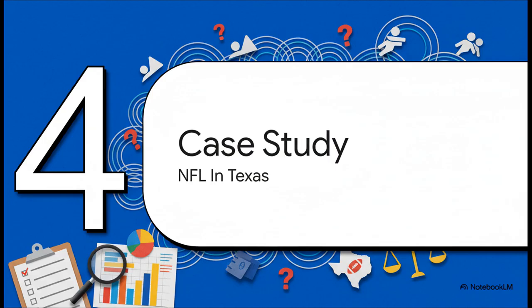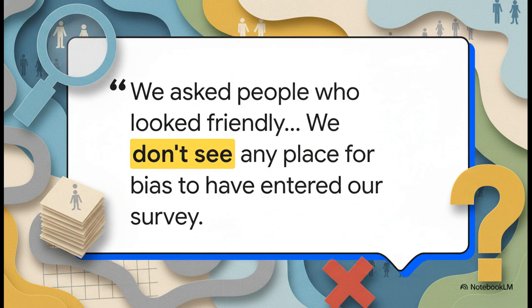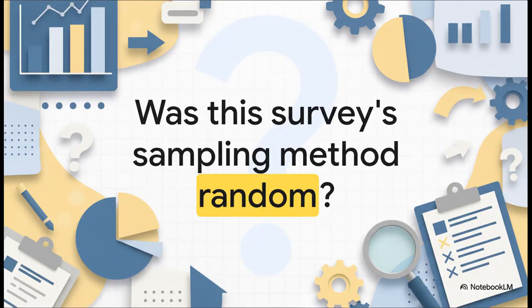Now, let's try our toolkit on something a little trickier. Our next case study is a survey about the most popular NFL teams in Texas. So get this. Here's how they did it. They said, we asked people at bus stations who looked friendly and not in a hurry. We don't see any place for bias to have entered into our survey. Wow, they sound pretty sure of themselves, don't they? But should they be? Let's run it through our toolkit.